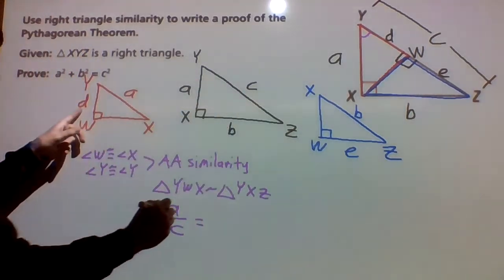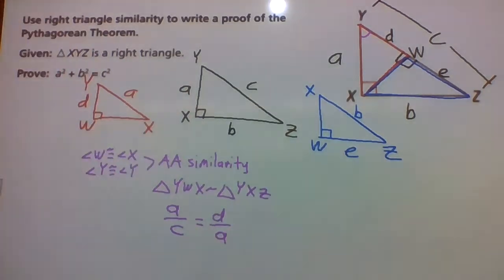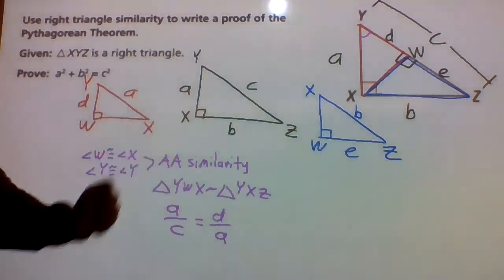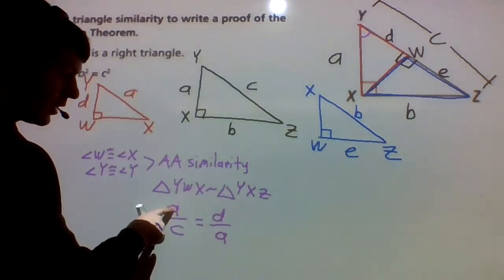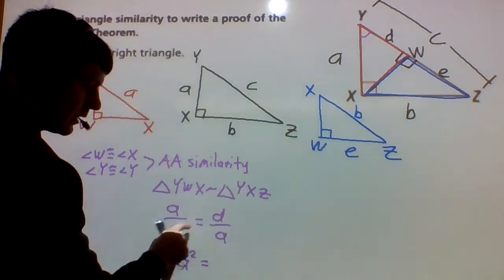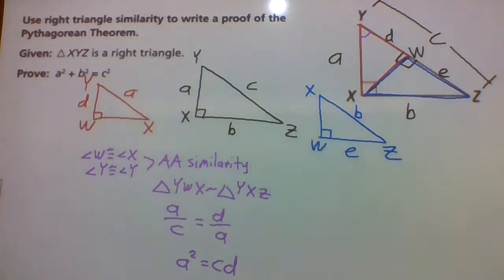And then we know D corresponds with A in the other one. So we have A over C equals D over A. To solve a proportion we can cross multiply, so we end up with a squared equals c times d, which is cd. We're going to leave it at that.